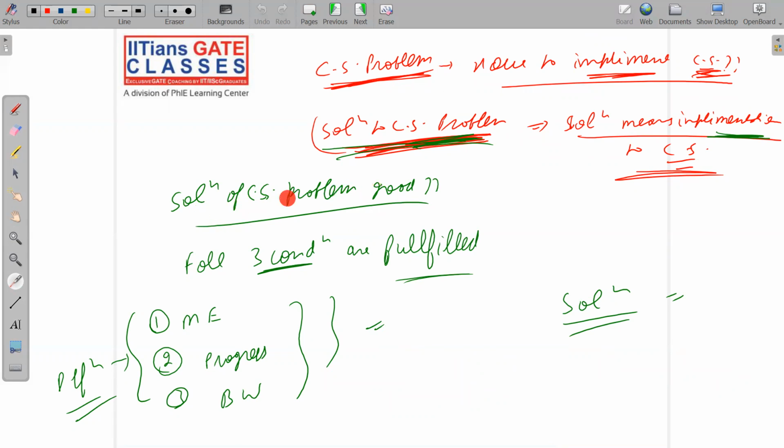So when can we say that the critical section problem is solved well? It is good when the following three conditions are fulfilled: first is mutual exclusion, then progress, and then bounded waiting. Now in this lecture we are going to study the definitions, and then we will study how we can implement the critical section problem and so on. That means we will see the solution to the critical section problem, that means how to implement the critical section. Let me jump to the next slide now.